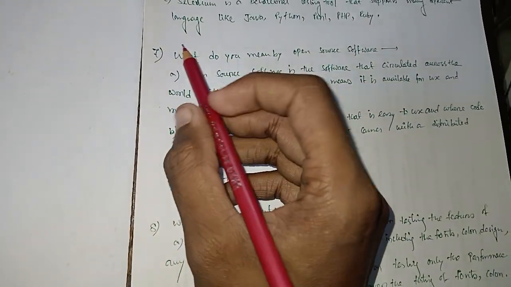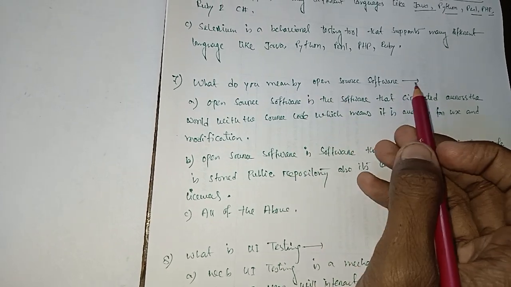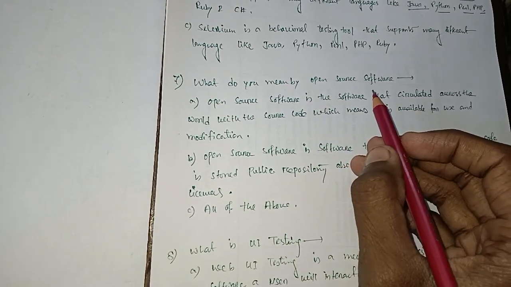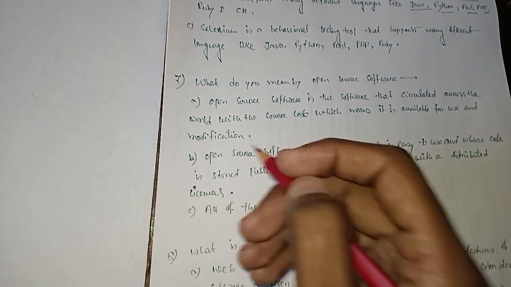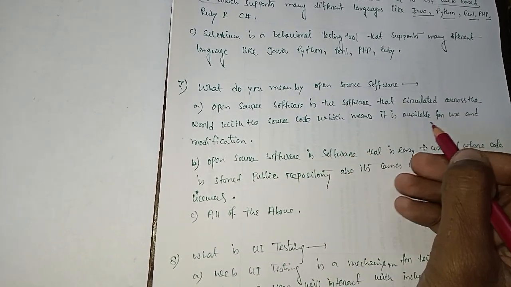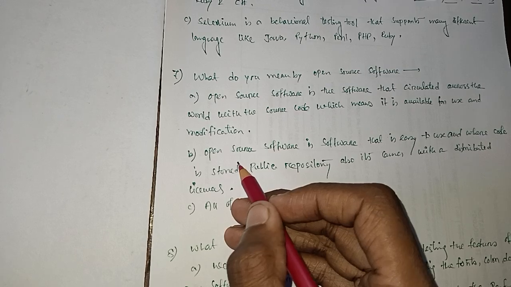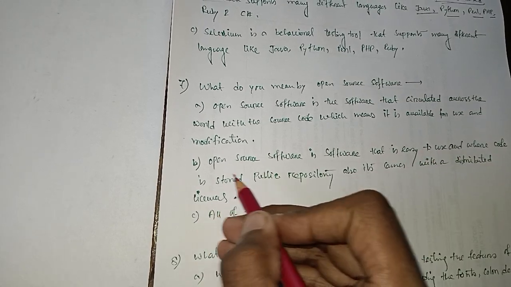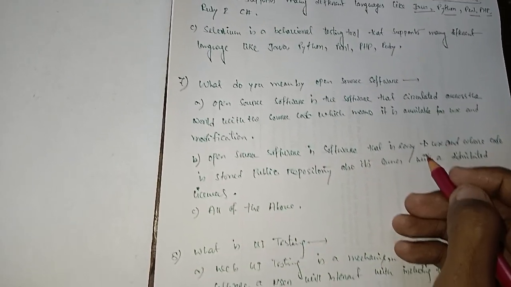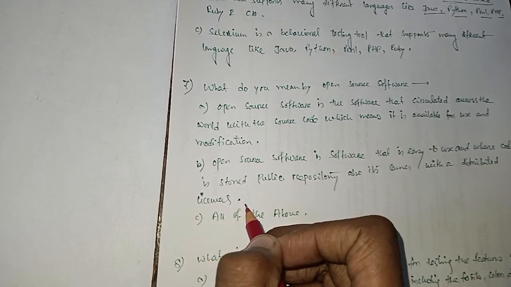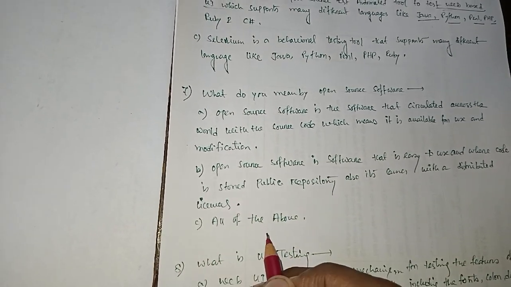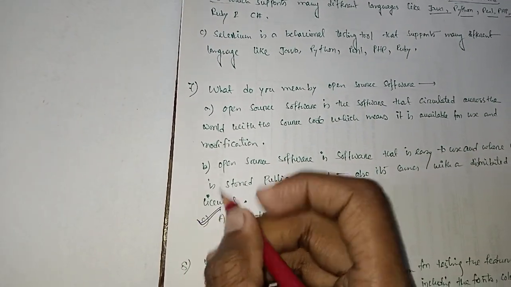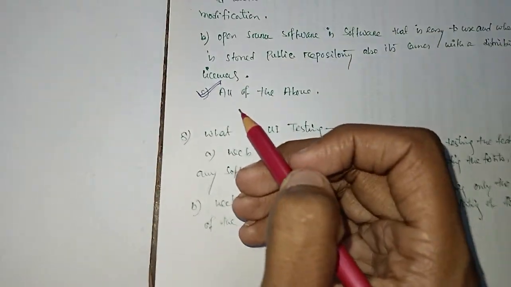So question number 7 is: what do you mean by open source software? So what is meant by open source software? Open source software is software that gives access to the world with the source code, which means it is available for use and modification. Option B is open source software to test, which is easy to use and where the code is stored publicly, and it comes within distributed licenses. And option C is all of the above. So open source software means option A and option B are correct, so option C is the right answer to this question.